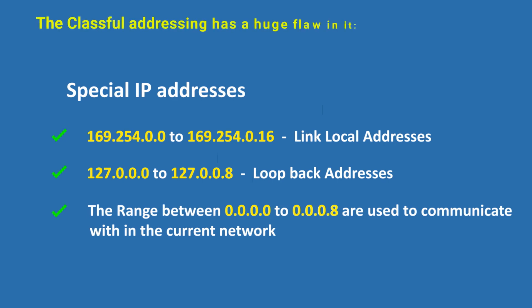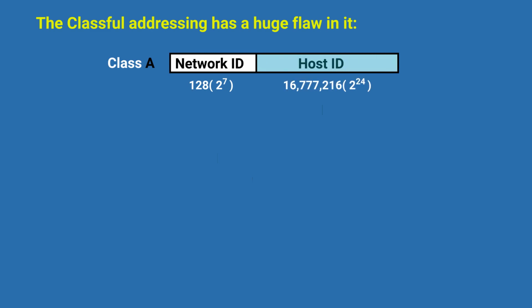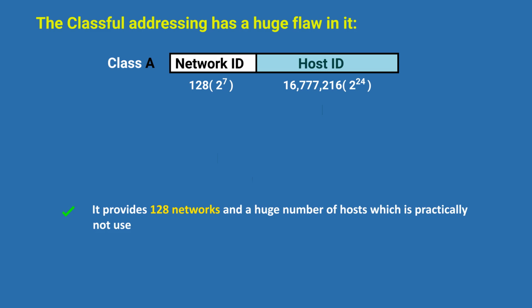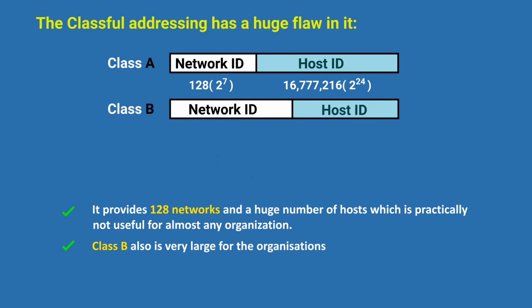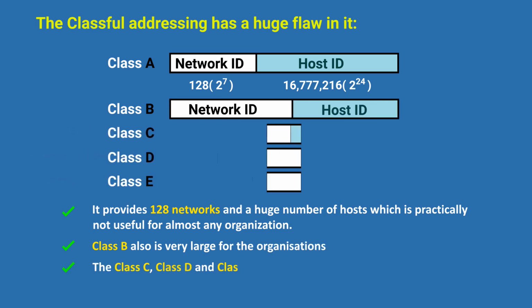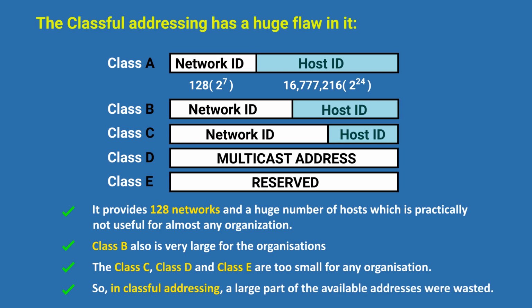The classful addressing has a huge flaw in it. The Class A format provides a small number of possible network IDs and a huge number of possible host IDs for each network. That is, it provides 128 networks and a huge number of hosts, which is practically not useful for almost any organization. Class B also is very large for the organizations. And the Class C, Class D and Class E are too small for any organization. So, in classful addressing, a large part of the available addresses were wasted.